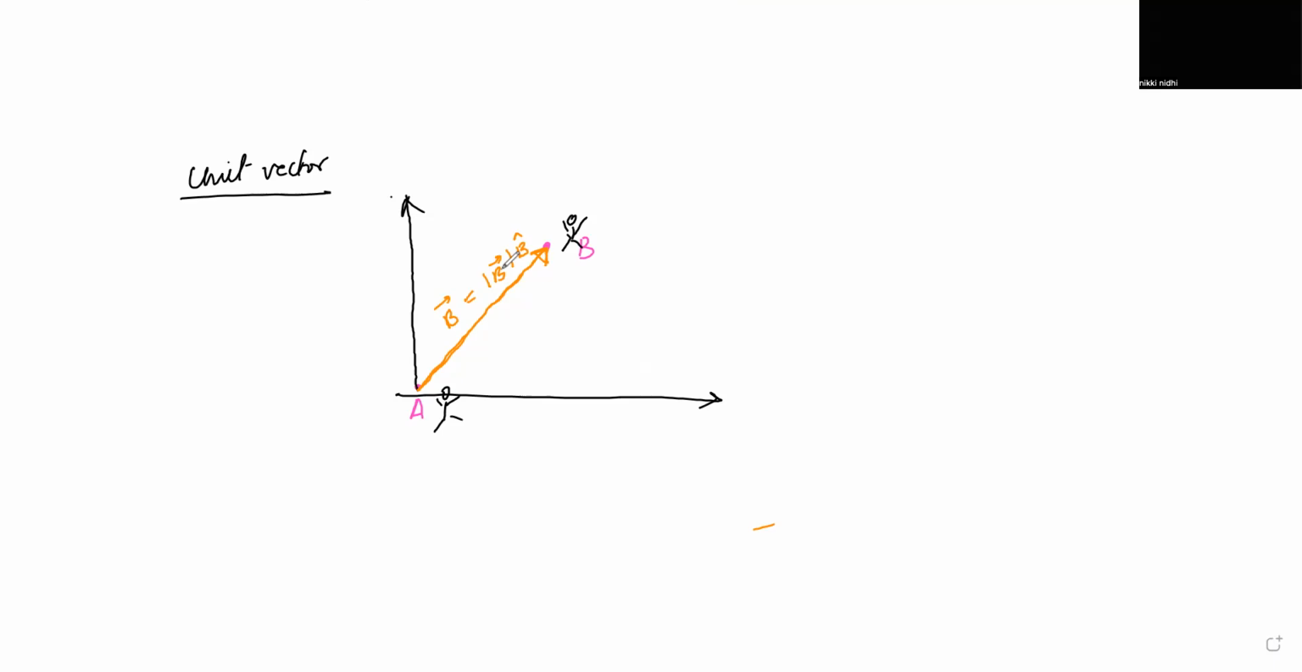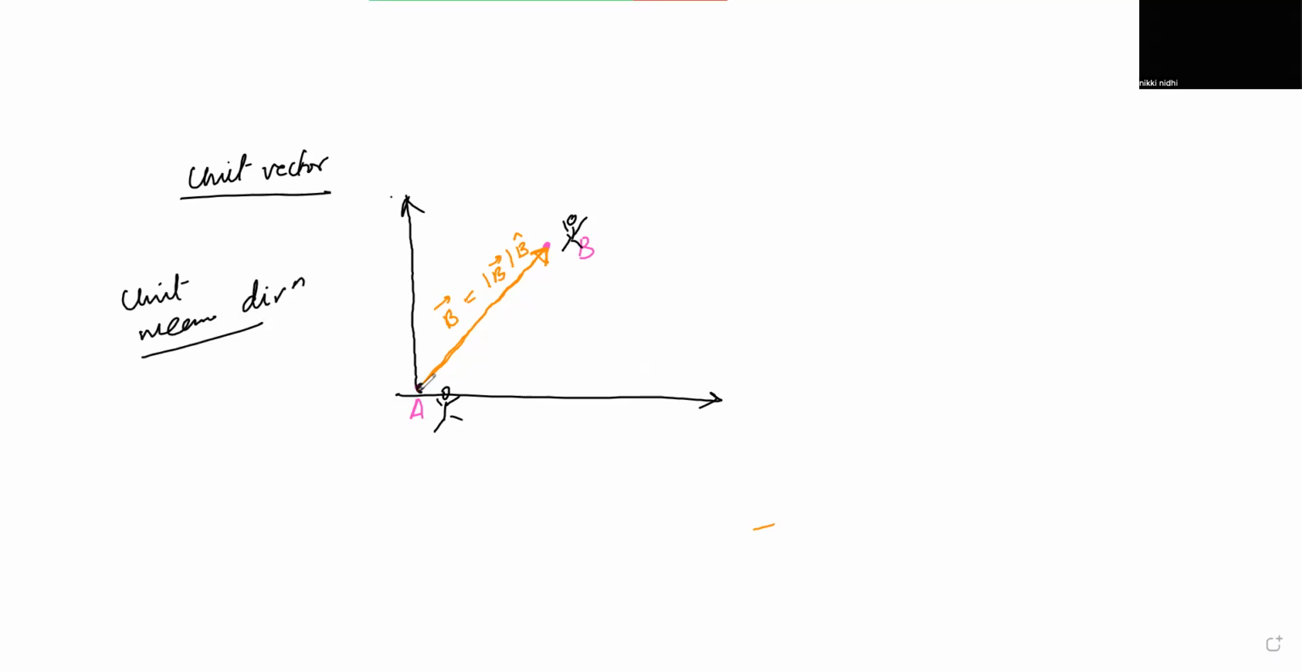Which part, Ria? The null vector part, is it? Unit vector? Okay. Unit vector means actually direction. Unit vector means what? Direction.